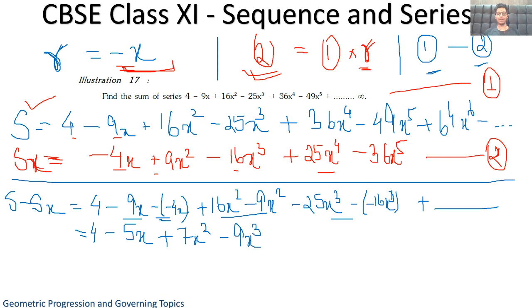Notice there's a unique pattern happening over here. On the left hand side we take s common, giving 1 minus x. On the right hand side we have another AGP. We'll call this equation 3. All good so far?